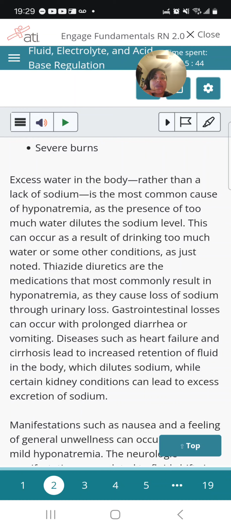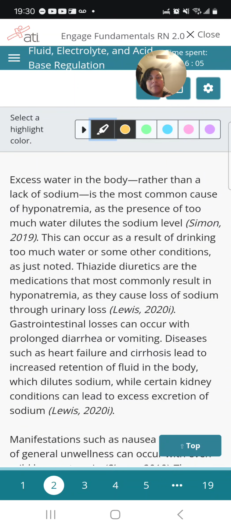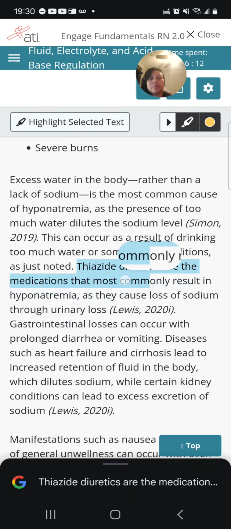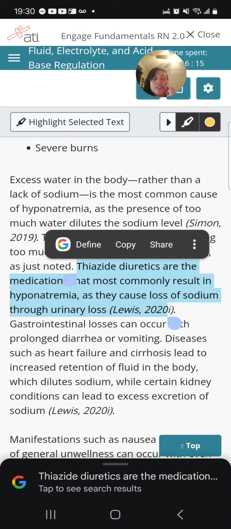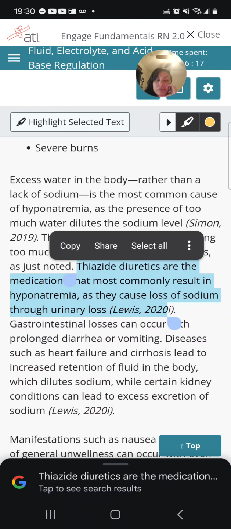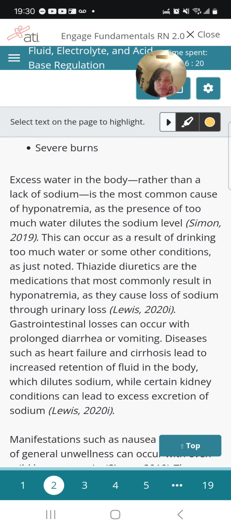Excess water in the body rather than a lack of sodium is the most common cause of hyponatremia, as the presence of too much water dilutes the sodium level. Thiazide diuretics are the medications that most commonly result in hyponatremia, as they can cause the loss of sodium through urine loss.